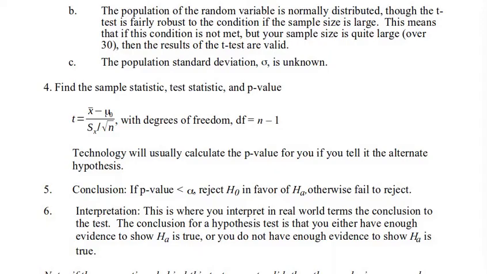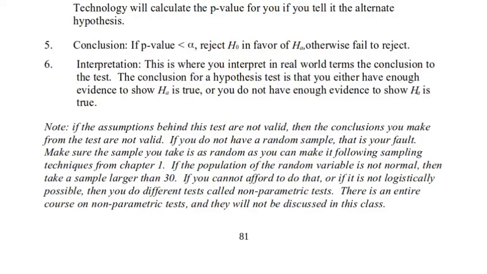Step 6 is when you state your interpretation in real-world terms of the initial problem. The conclusion for the hypothesis test is that you either have enough evidence to show that H sub A is true, or you do not have enough evidence to show that H sub A is true.